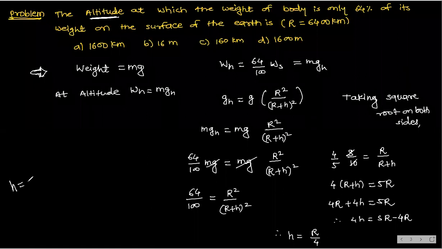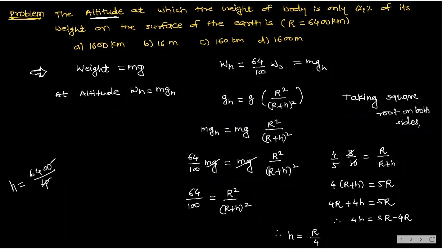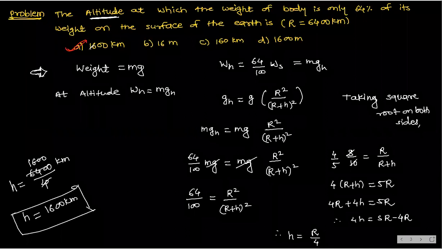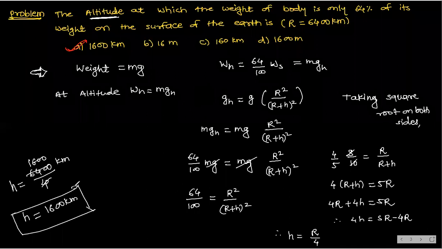And therefore h is equal to 5R minus 4R, which is R by 4. So how much will you get? 6,400 divided by 4, and this is in kilometers. So your answer should be 1600 kilometer, which is the right answer. Shall I tick option number 1? Any other doubt, please ask. Understood?